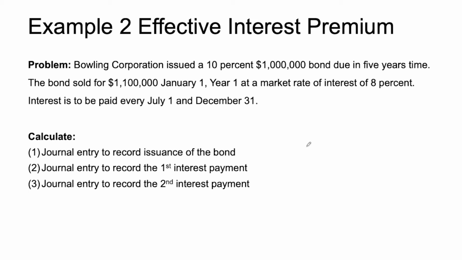Now quickly taking a look at what they're asking us to calculate. 1, the journal entry to record the issuance of the bond. 2, journal entry to record the first interest payment. And 3, journal entry to record the second interest payment. So relatively the same items.